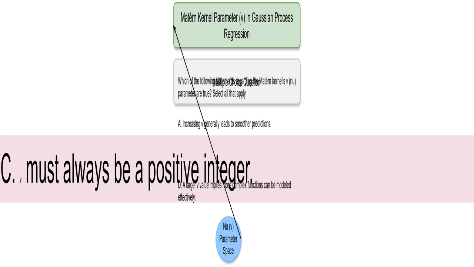Think of it like this. A low NU value gives you a really bumpy, unpredictable curve. A high NU value creates a smooth and predictable one. The Matern kernel lets you adjust this parameter to fine-tune the model to the data.